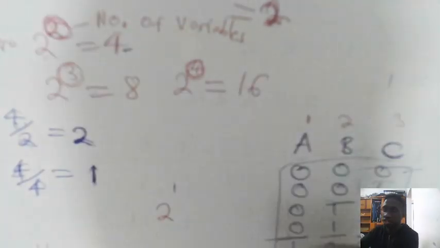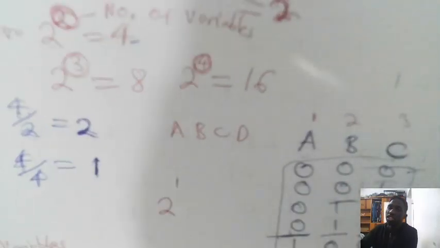So that's very easy. Remember the formula, 2 to the power of the number of variables. If I've got four variables, A, B, C, and D, it means that my number of possible outcomes would be 2 to the power 4, which is 16.